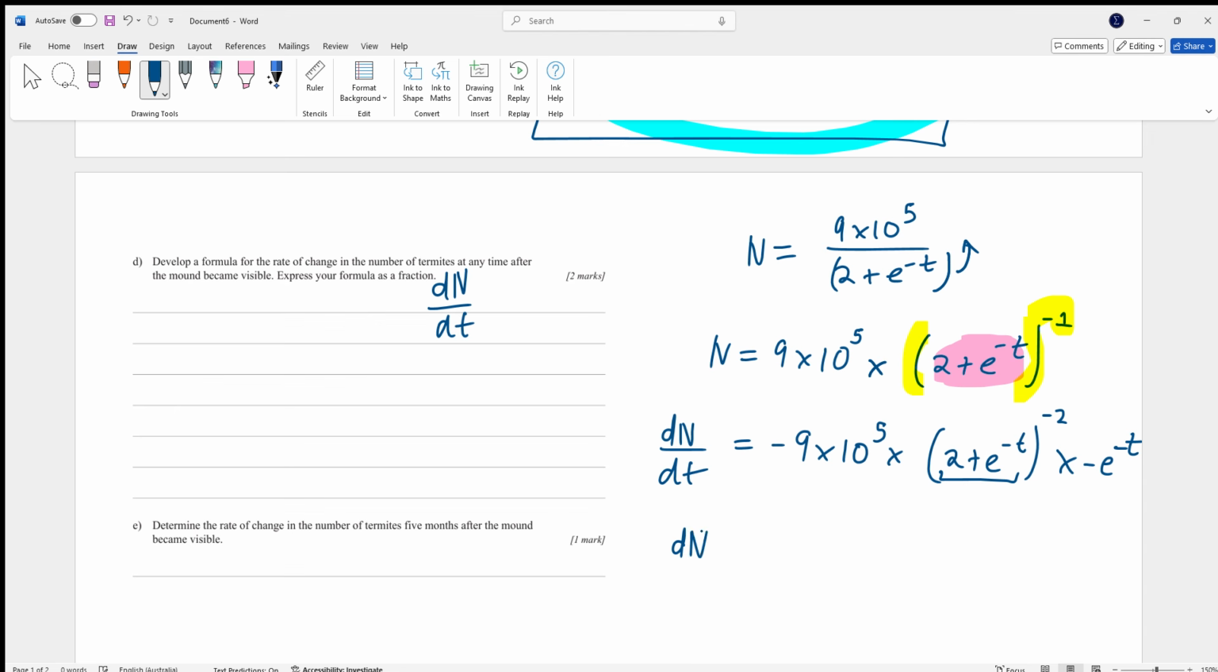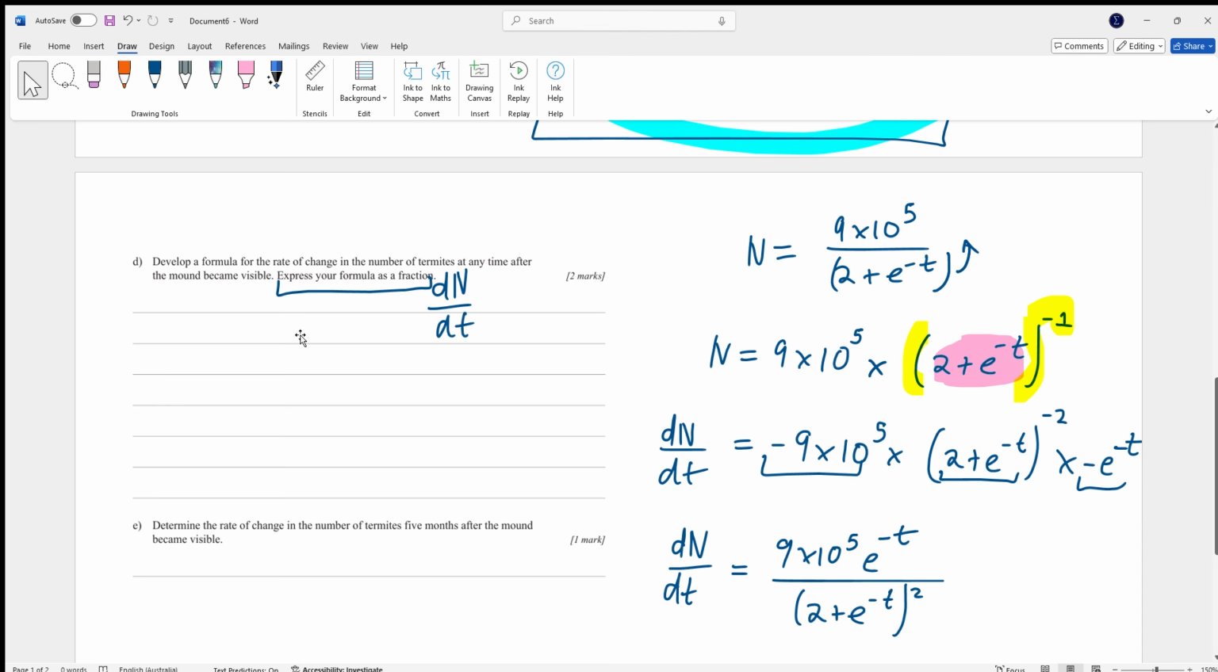Okay, now let's organize this as a fraction. So we have dN/dt. Now here we have a negative times a negative, which gives you a positive. So on the top of the fraction, we are going to write just positive 9 times 10 to the 5 e to the negative t over, now I'm going to move this down to the bottom because they said express it as a fraction, so it'll be (2 plus e to the negative t) all squared. And that is your first derivative. That's how you answer D.